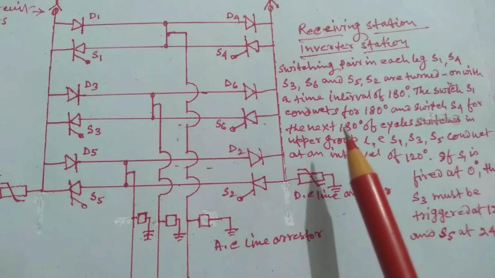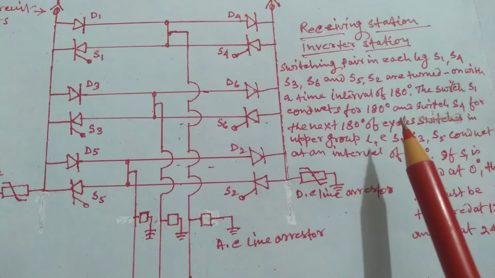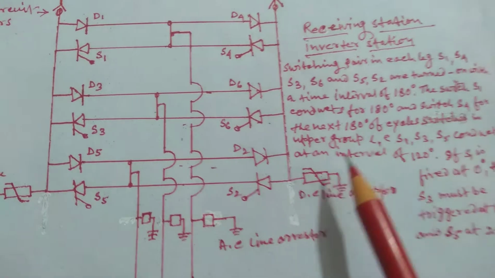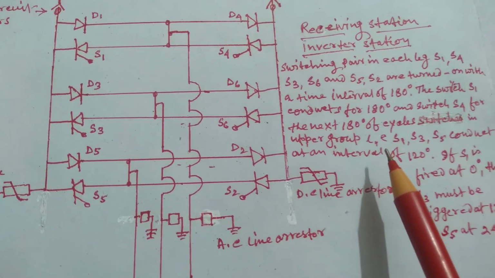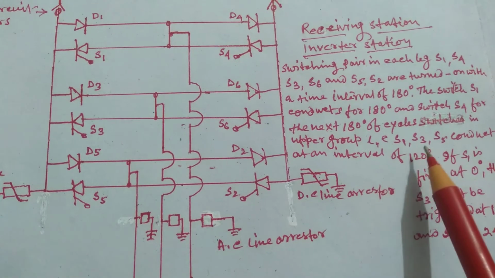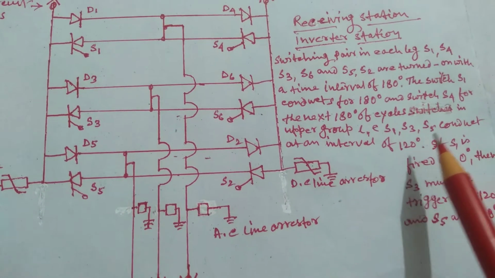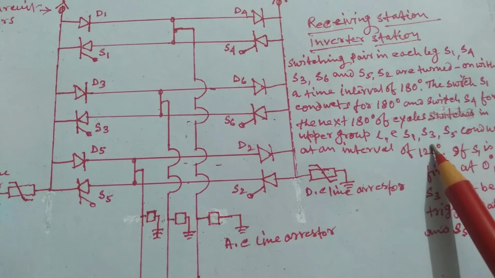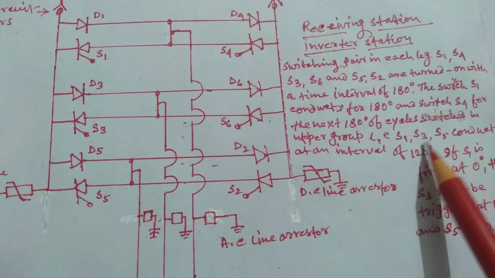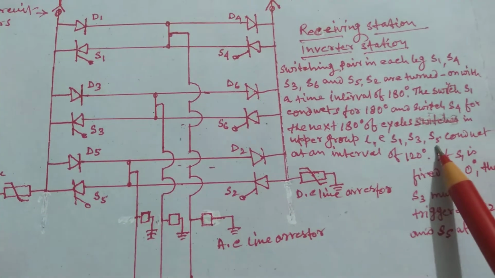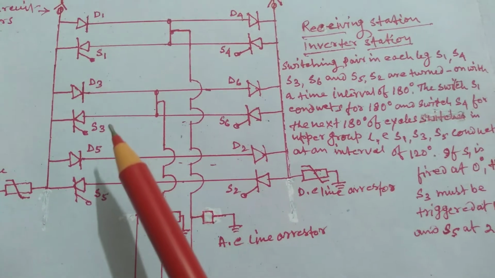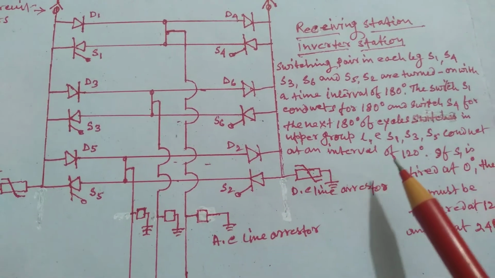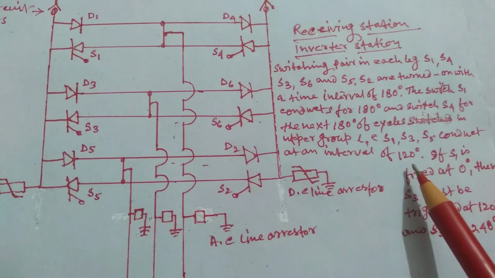Switch S1 conducts for 180 degrees and switch S4 for the next 180 degrees of the cycle. The switches in the upper group, S1, S3, S5, conduct at an interval of 120 degrees.